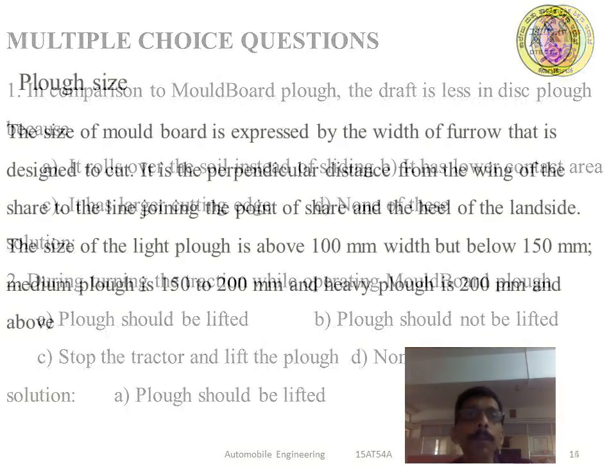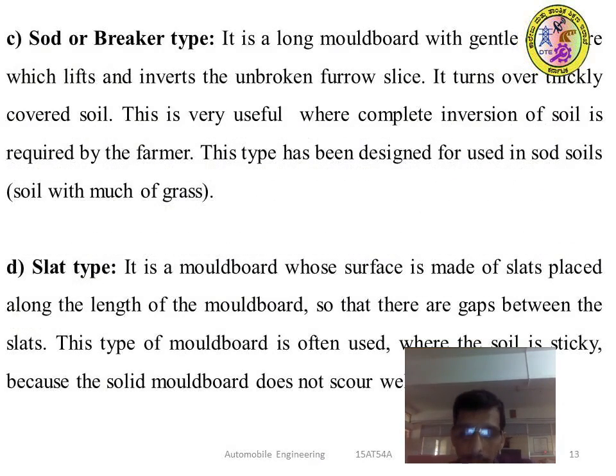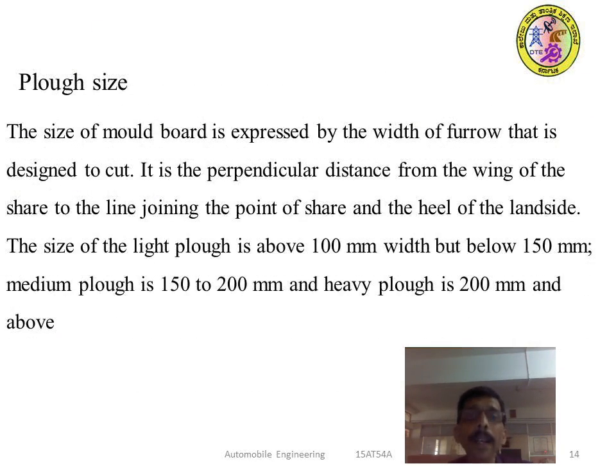Next one is slat type. It is a moldboard whose surface is made of slats placed along the length of the moldboard so that there are gaps between the slats. This type of moldboard is often used where the soil is sticky, because the solid moldboard does not scour well in sticky soils. So where soil is sticky, at that time slat type moldboards are used.